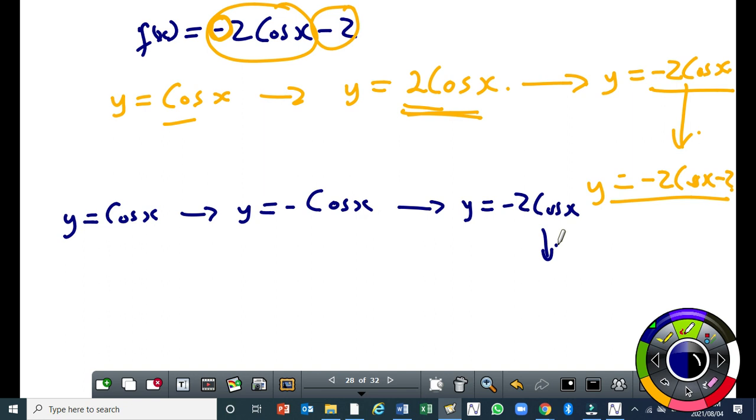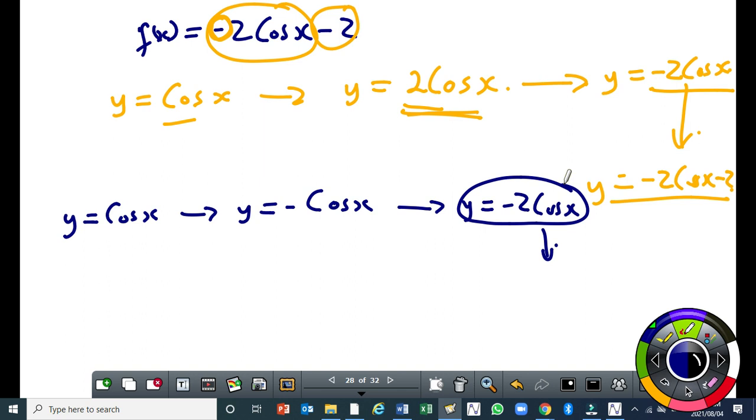Remember, what is the amplitude of this graph y equal to minus 2 cos x? What is its amplitude? It would have to be 3, -3. No. The amplitude is 2.